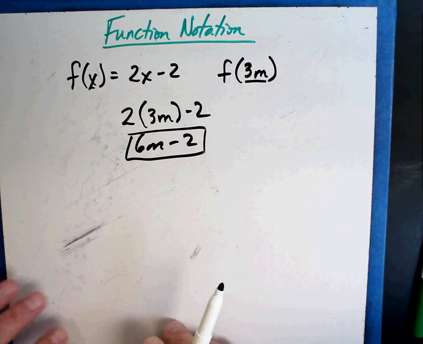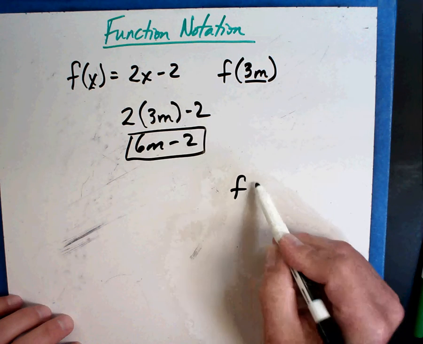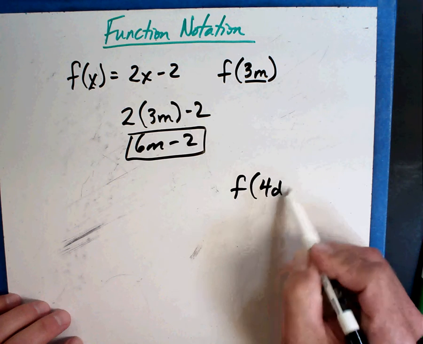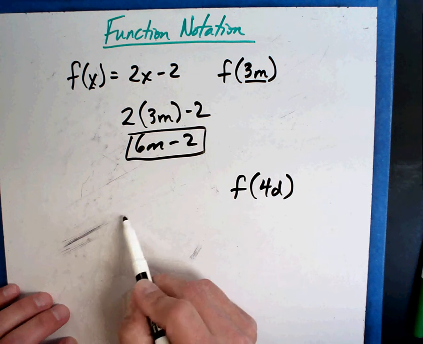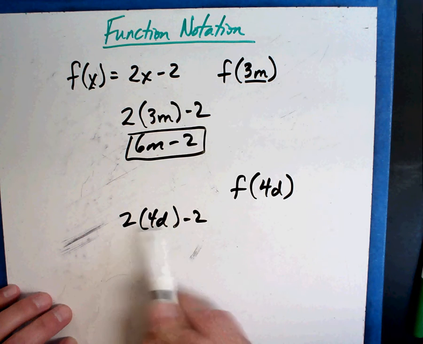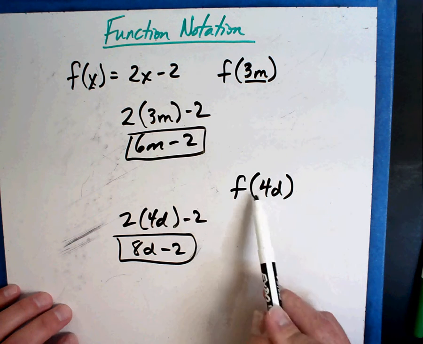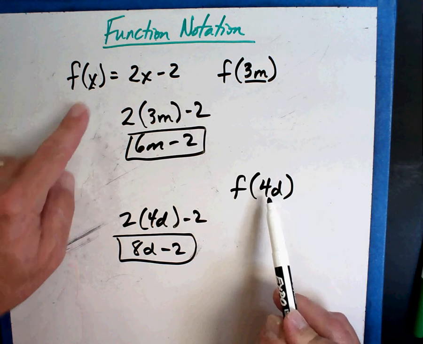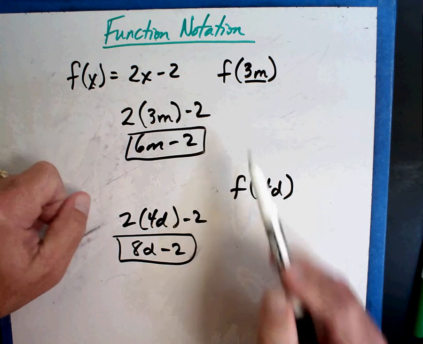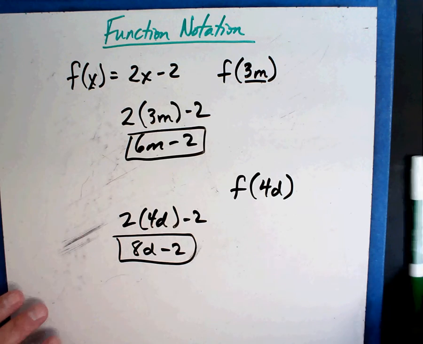You're manipulating the equation. So let's use that same equation, and they wanted f of 4d. That's fine. Then you're going to put 2 times 4d minus 2. So it becomes 8d minus 2. Again, manipulating formula. Whatever's in the parentheses, you're going to substitute for x. You're substituting in 3m, and we did that, or 4d, and you get that. Let's look at a different one.